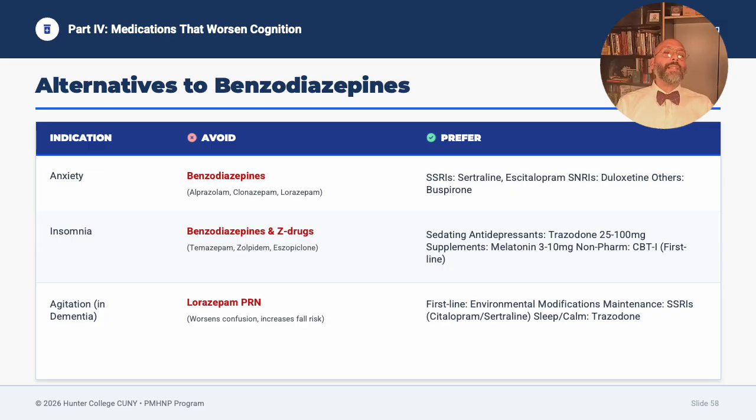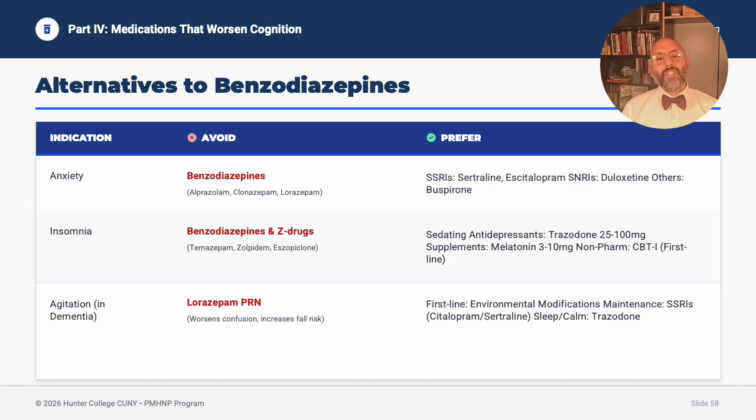Well, what about for insomnia? Well, you want to avoid benzodiazepines and Z-drugs, so no temazepam, zolpidem, eszopiclone, none of those, because all of those impair cognition. Ideally, cognitive behavioral therapy for insomnia is first line, meaning track the symptoms and all of the tricks and skills you learned last semester. If a medication is indeed needed, then you want to go low-dose trazodone or melatonin, much safer options.